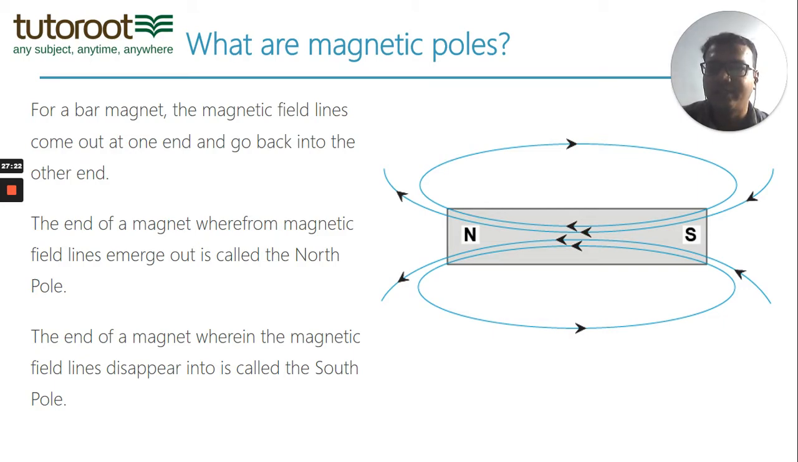Before going to that, even in a bar magnet we know that there is obviously a north pole and a south pole. What we had mentioned before is reiterated here. The magnetic field lines come out at one end and go back into the other end. They come out from the north pole and go back into the south pole. So the end of the magnet from where magnetic field lines emerge is called the north pole. The end of the magnet wherein the magnetic field lines disappear into is called the south pole.